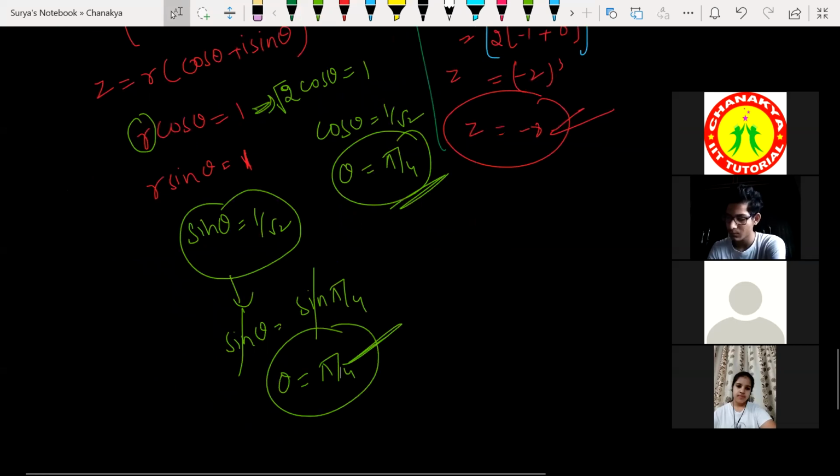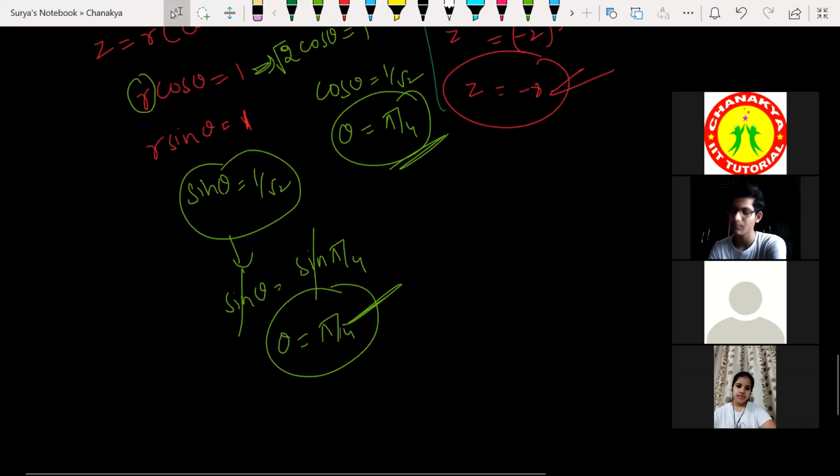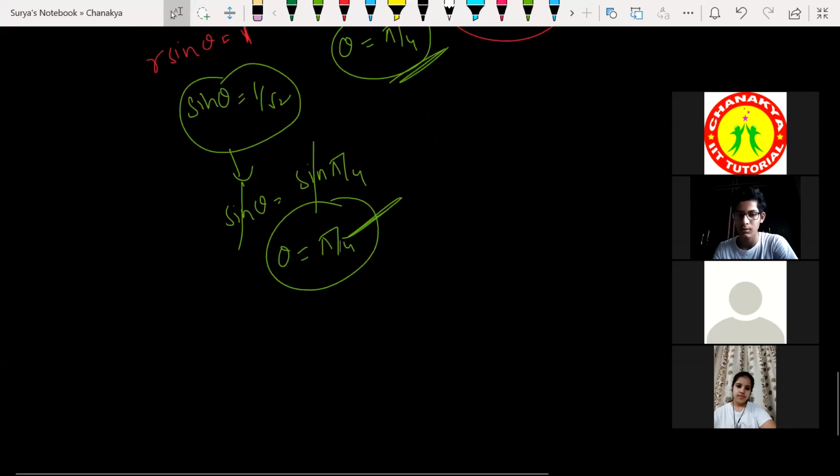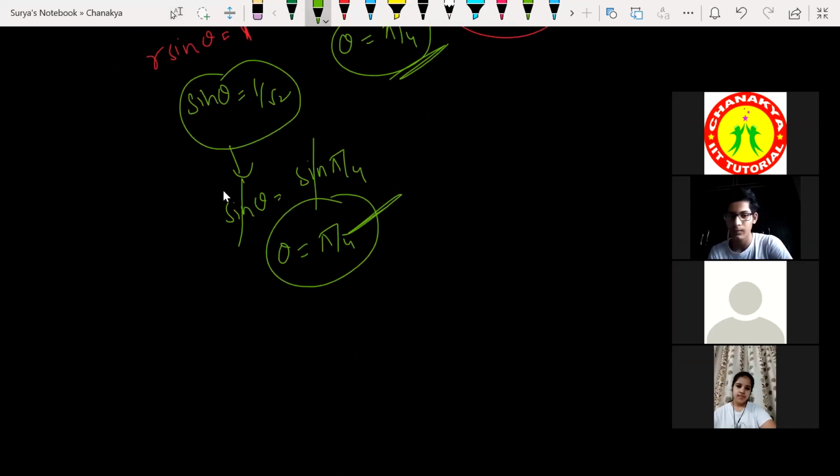Getting my point? Theta value is what? Pi by 4. Any doubt here? Look at this now. So what can I write now? Z is equal to R, R means root 2, cos theta, theta means pi by 4, plus I sin pi by 4, whole to the power of 100, given.